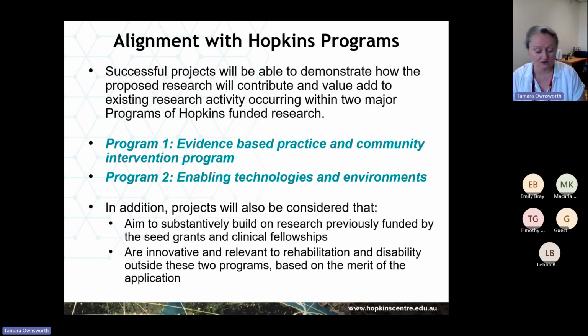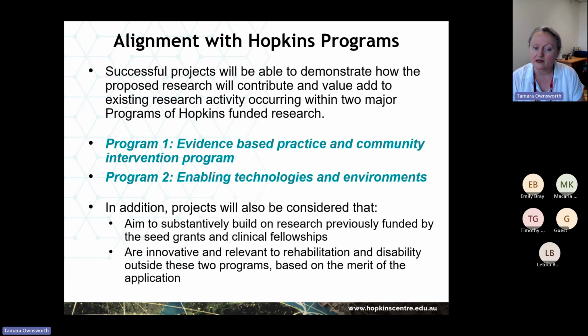So one of the eligibility criteria for the SEED grant is that projects are aligned with the Hopkins Program 1 or 2, and rather than duplicating the research that we're already doing in those programs, we look to complement, extend or add value to these research programs. So I'm going to touch briefly on each program just so people are aware of the nature of the research being conducted. But this is why it's such an important requirement that people reach out to a program leader, share their ideas and get some feedback on the alignment with our programs.